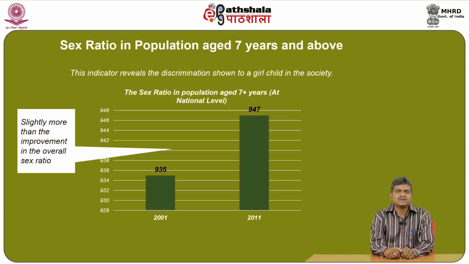Sex ratio in the population aged 7 years and above. This indicator reveals the discrimination shown to the girl child in society. The sex ratio in the population aged 7+ years improved by 12 points, from 935 in 2001 to 947 in 2011, at the national level, slightly more than the improvement in the overall sex ratio.